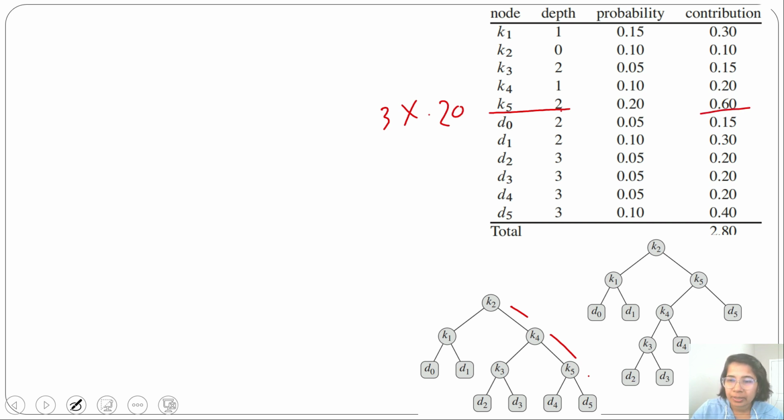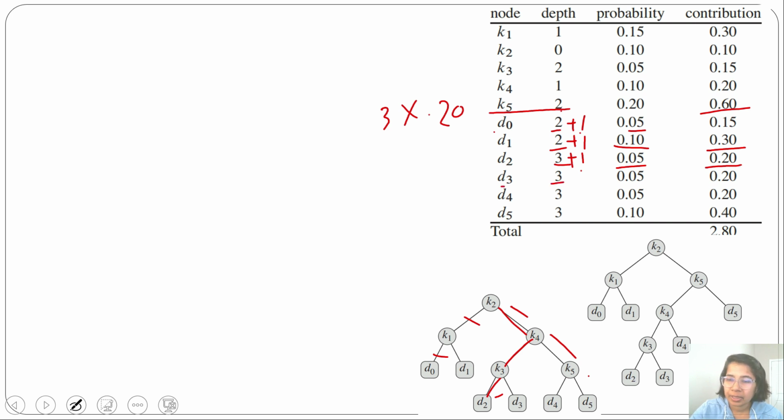Now all keys are done. Next we'll do the dummy keys. D0 is at depth 2. So 2 plus 1, it's 3, multiplied by 0.05, it's 0.15. Next D1 is at depth 2. So 2 plus 1, it's 3, multiplied by 0.10, it's 0.30. Then D2 is at depth 3. 1, 2, 3. 3 plus 1, it's 4, multiplied by 0.05, it will be 0.20.